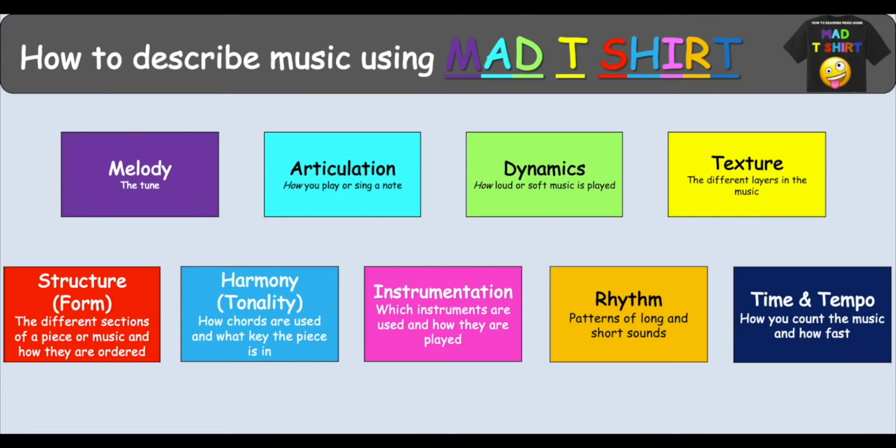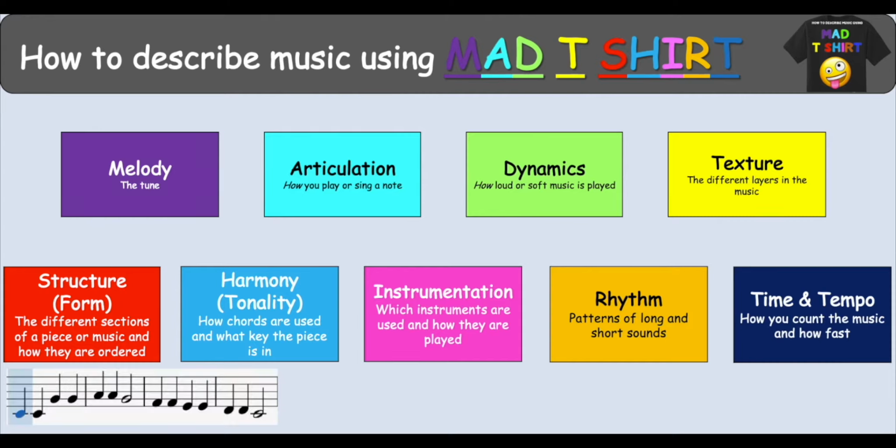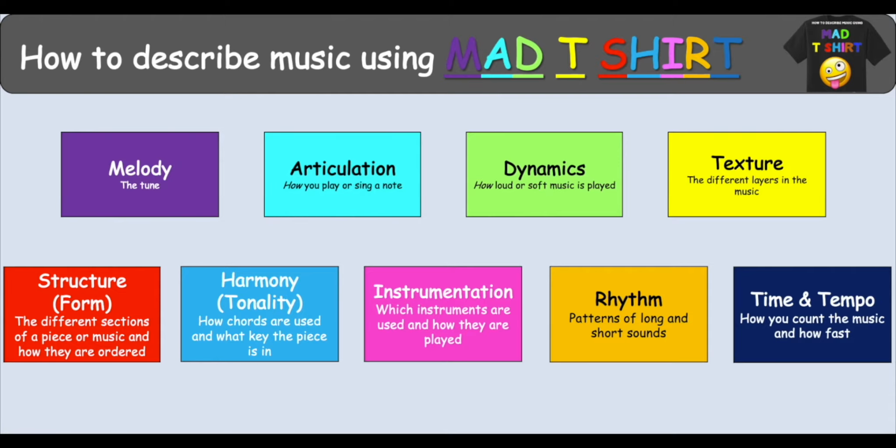Structure is what order the music is put in. In this example, there is a second melody which answers the original one that we have heard previously. Harmony means which chords are used and how they are played. In this example, you can hear some broken major chords being played underneath the melody.